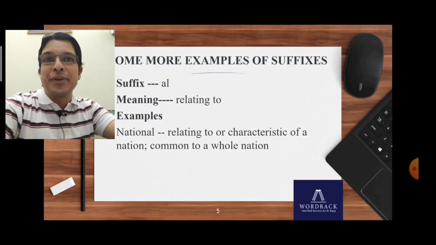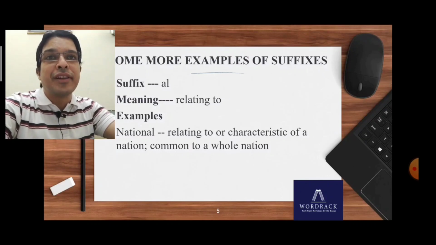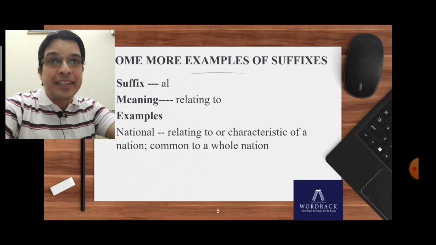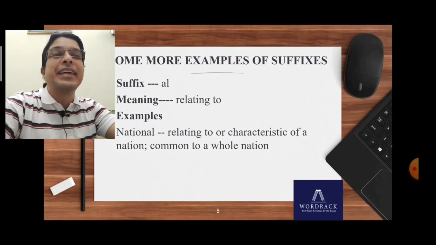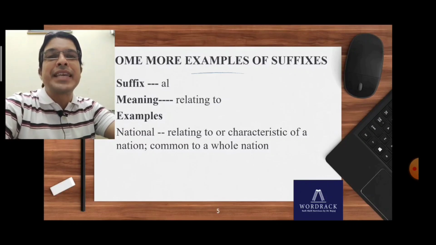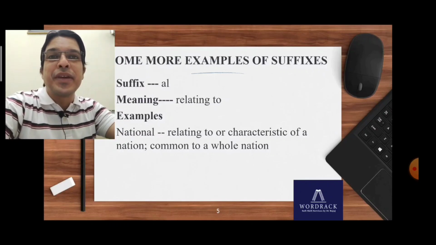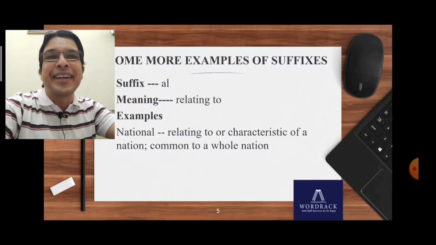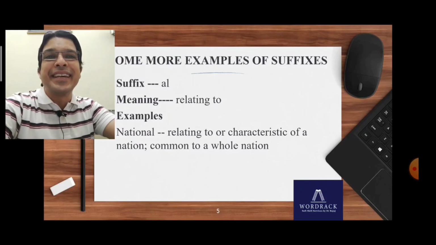Here I like to mention one more thing. Nationalism. We add ism to national, another suffix ism to national, which was formed by adding the suffix al to nation. We get nationalism, right? G.B. Shaw once said that nationalism is the feeling that my country is superior to yours because I was born in it. Kindly think about it, whether you agree to it or not.